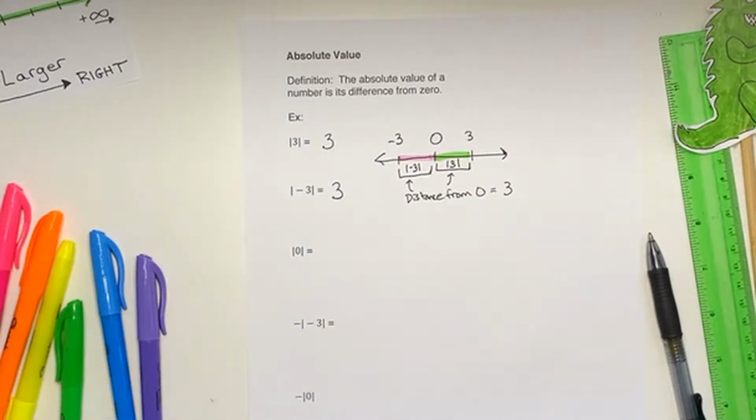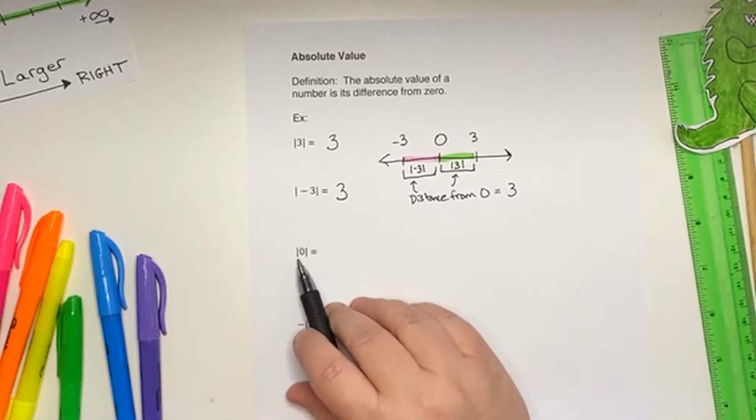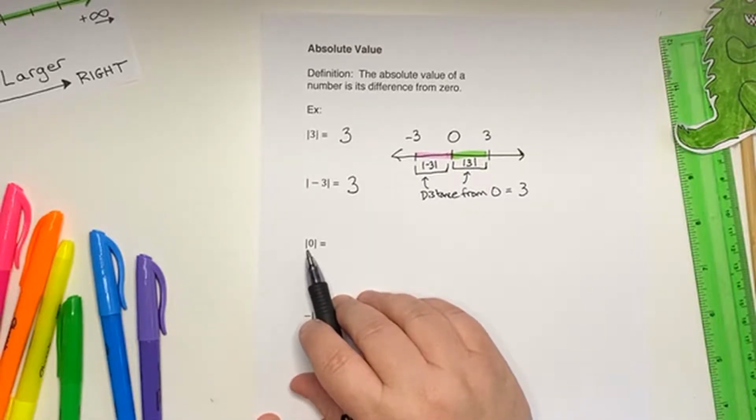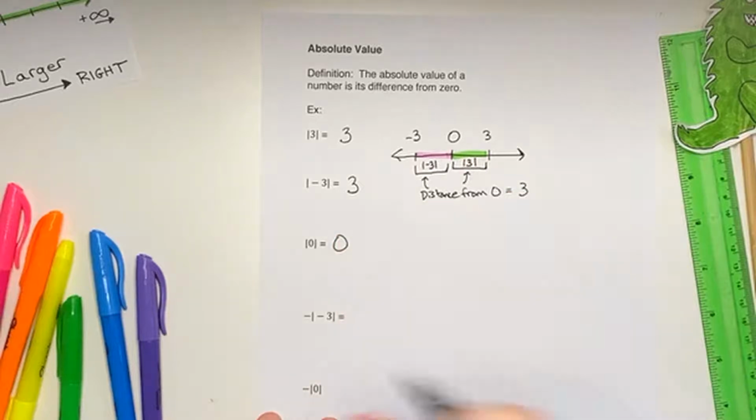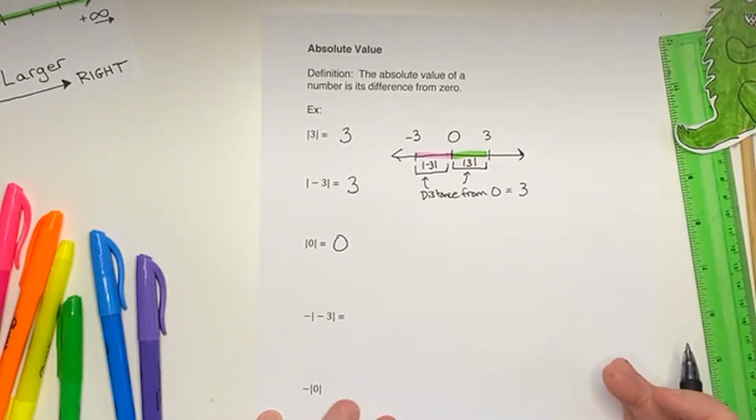Now, why does it always rip the minus signs off? Well, because distances are always positive. Unless, how far is 0 from 0? And the answer is 0 is, well, 0 from 0. It's right there. There's no distance.